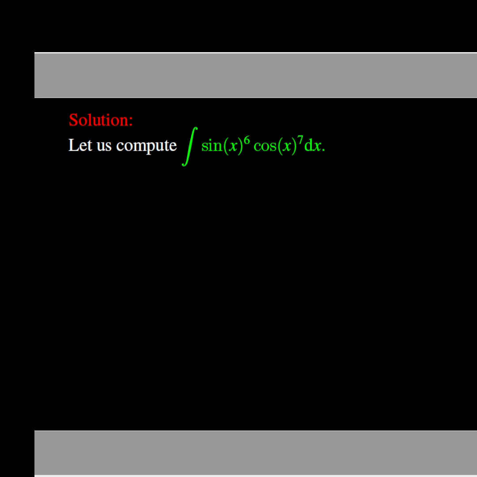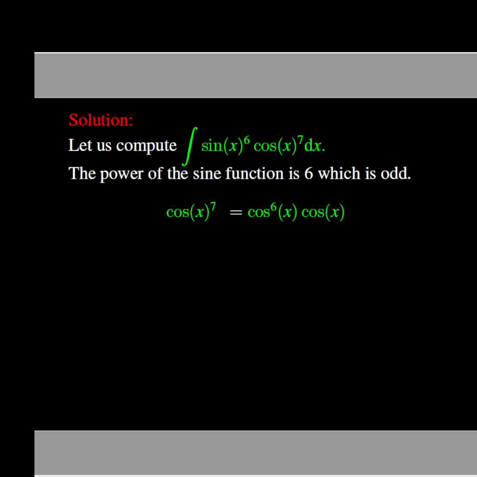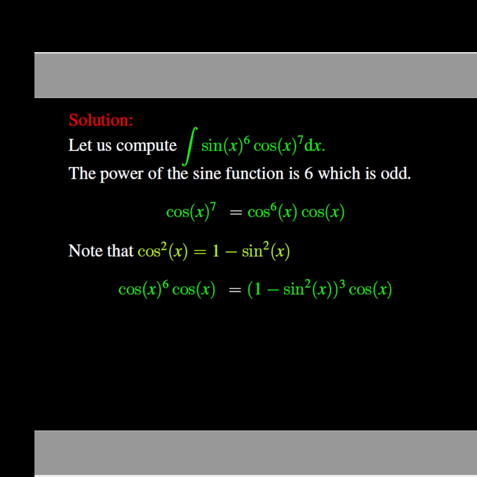The power of the sine function is 6, which is even. And the power of the cosine function is 7, which is odd. Since the power of the cosine function is 7, which is odd, we can rewrite cosine to the power 7 of x as the product of cosine to the power 6 of x and cosine of x. Note that the square of the cosine function is equal to 1 minus the square of the sine function. So the quantity cosine of x to the power 6 can be expressed solely in terms of sine of x.